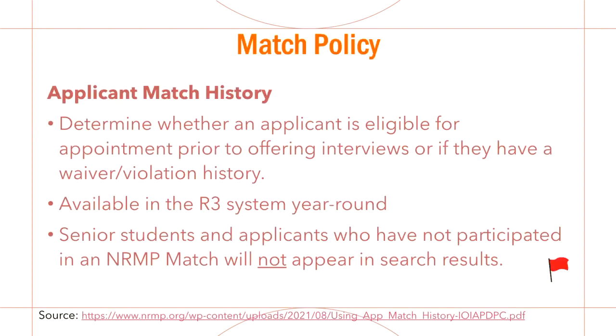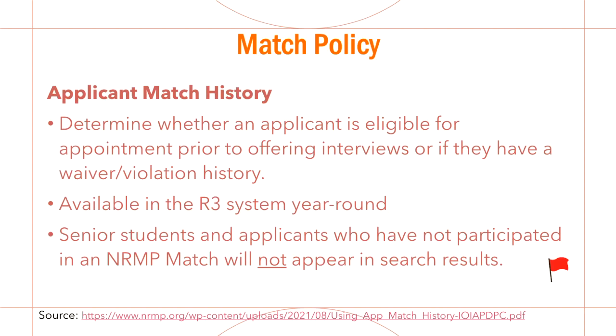So this is one that I think catches people off guard. Applicant match history. So before you ever invite someone for an interview, you've got all of your thousands of applications you're going through. You actually need to affirmatively go into the R3 system and look and make sure that that person is not a match violator and that they're actually eligible to participate in the match. Because if they can't participate in the match, they can't match into your program, you're interviewing an ineligible candidate. That gets back to that transparency piece. This does not happen a lot, but it is really important to know that it's there.